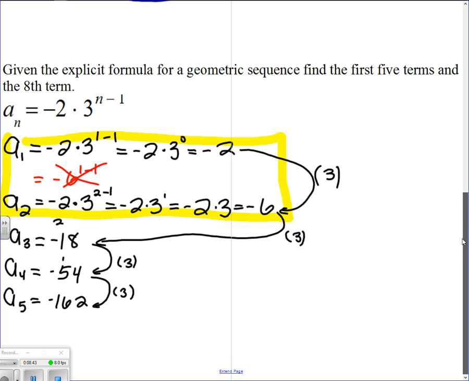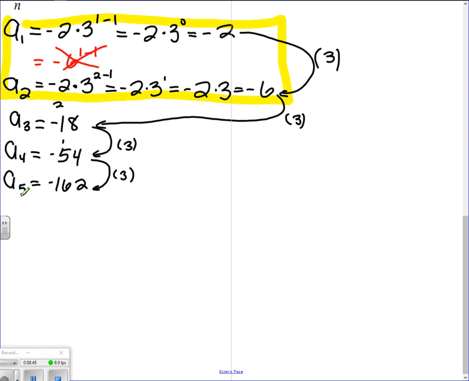Now they asked me to find a to the 8th. So the following: a6, a7, a8. They're not asking for 6 and 7, but I need them to find that next number. So I'm going to multiply this by 3. 3 times 2 is 6. 3 times 6 is 18, 8 and carry 1. 3 times 1 is 3, and 1 is 4. Negative 486. Multiply this by 3.